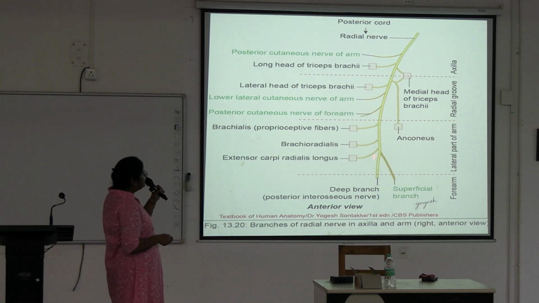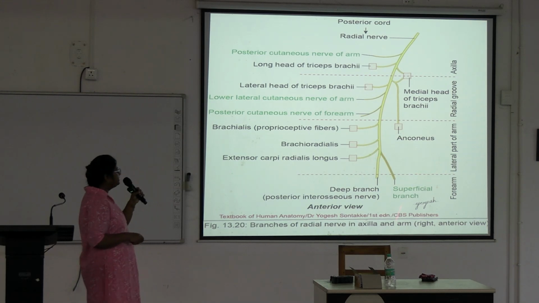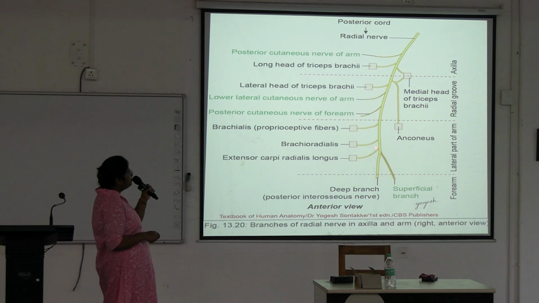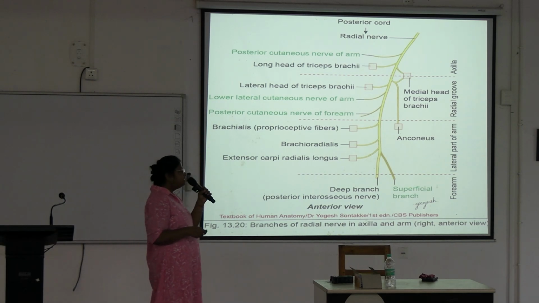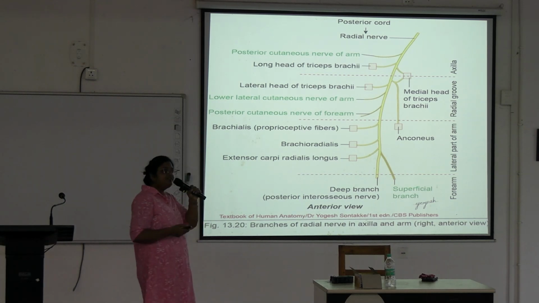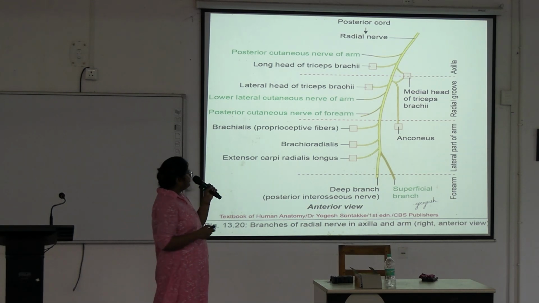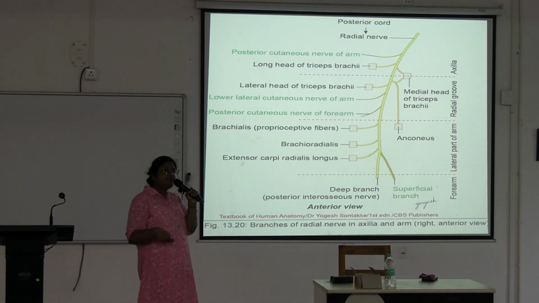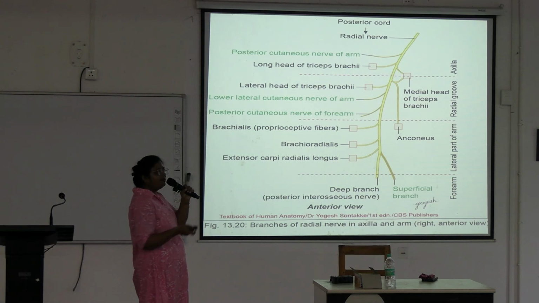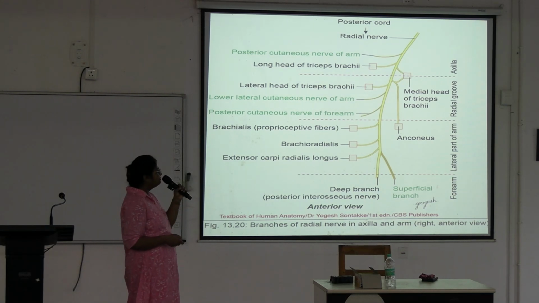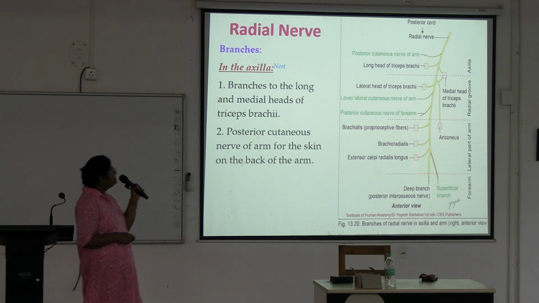After that, it is divided into two branches. Deep branch continues as posterior interosseous nerve, and superficial branch lies deep to the brachioradialis and extensor carpi radialis longus and enters the forearm. It lies along with the radial artery in the anterior aspect of the forearm. So these are the branches.